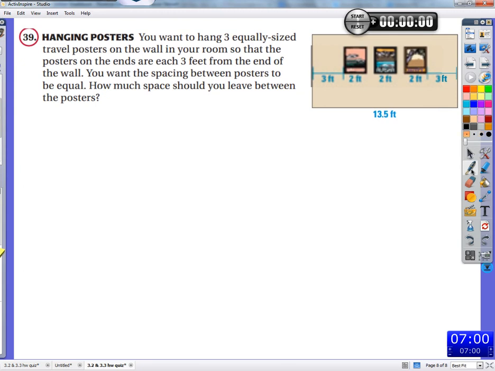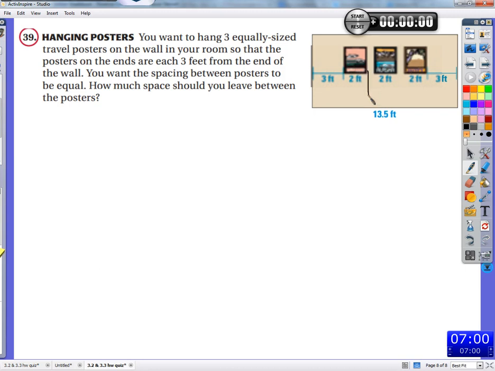See the whole thing. So they've revealed to you the whole thing there in a picture. They've drawn everything out in a picture. It's a little blurry, but we can still read it. So you have three equally sized posters on a 13.5-foot wall. Each distance on the outside is 3 feet. Each poster is 2 feet wide.